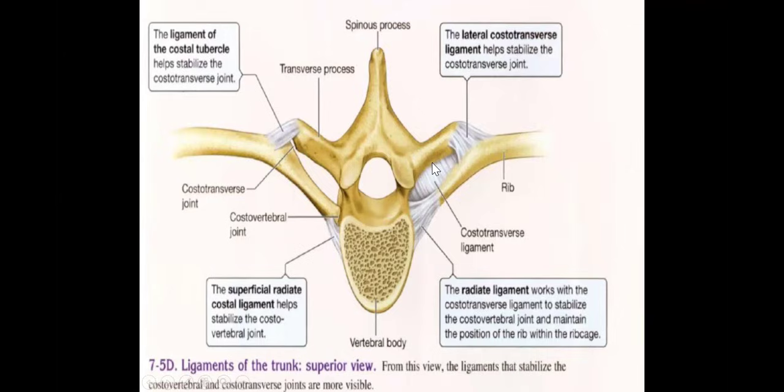This ligament is present between the transverse process and the rib, and that's why it is known as the costotransverse ligament. That ligament is also present between the tip of the transverse process and the transverse tubercle of the rib, and that helps to stabilize the costotransverse joint. That is known as the lateral costotransverse ligament.